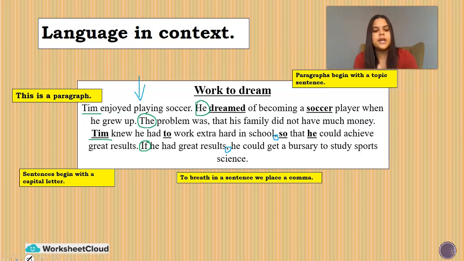I'm going to read it to you again because on the next slide we're going to be actually working with a paragraph and how placing punctuation, etc. So for now, let's just read this again so we can see what we need to know for the next slide. Tim enjoyed playing soccer. He dreamed of becoming a soccer player when he grew up. The problem was that his family did not have much money. Tim knew that he had to work extra hard in school so that he could achieve good results. If he had great results, he could get a bursary to study sports science. Okay.